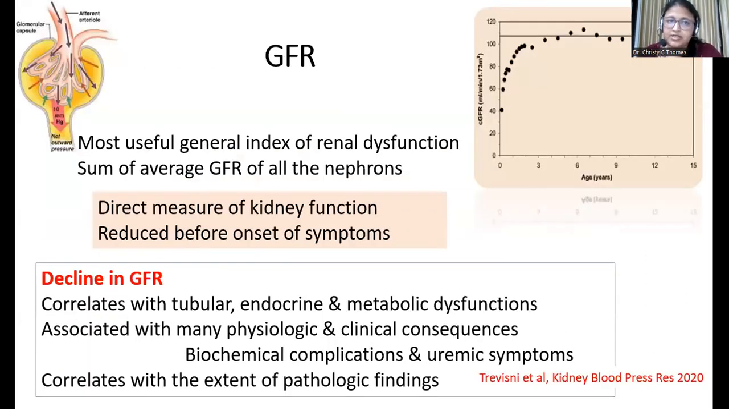The GFR is the most useful general index of renal dysfunction. It is the sum of the average GFR of all the nephrons. It's a direct measure of kidney function, and it is reduced before the onset of symptoms. Detecting decline in GFR is important because it correlates with the other functions like tubular function, endocrine function, and metabolic function. If there is dysfunction in any of these domains, decline in GFR correlates with this. And it is associated with many physiological and clinical consequences like biochemical complications and uremic symptoms, and it also correlates with the extent of pathological findings, especially in cases with chronic kidney disease.